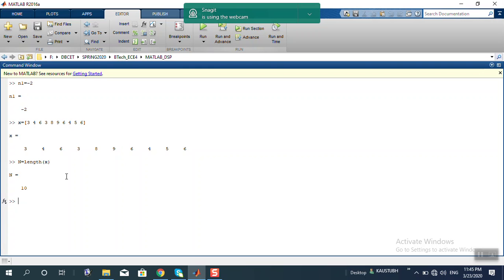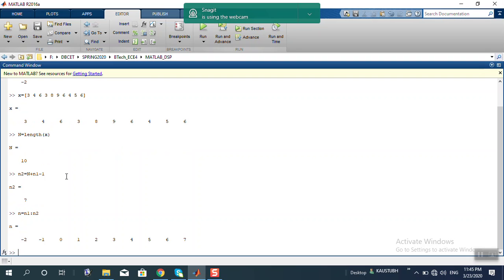So what will be your n2? That is the ending time index. Since n1 is -2, it is 7. How is it calculated? Capital N plus n1 minus 1, so it is 7. Now my time scale n is equal to n1 colon n2, and x is this. So at -2 it is 3, at -1 it is 4, at 0 it is 6, at 1 it is 3, at 2 it is 8, like that.